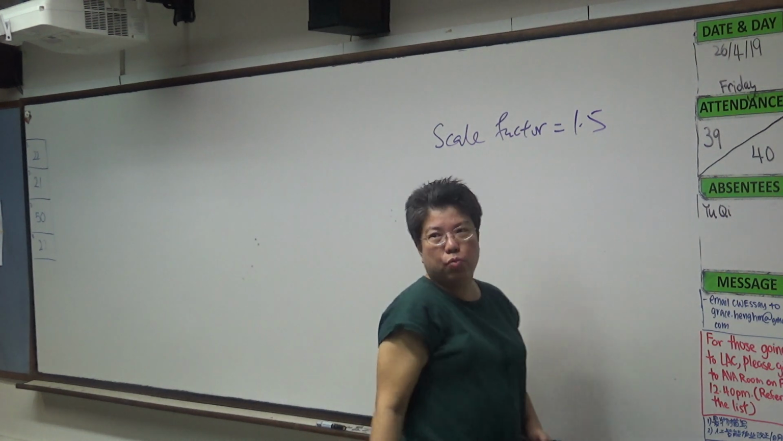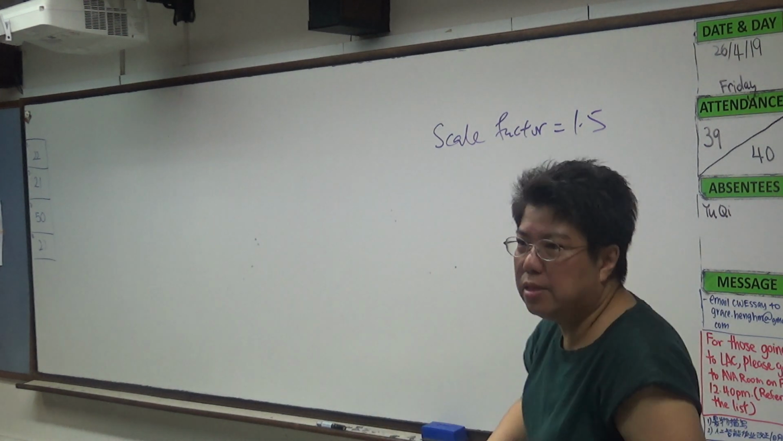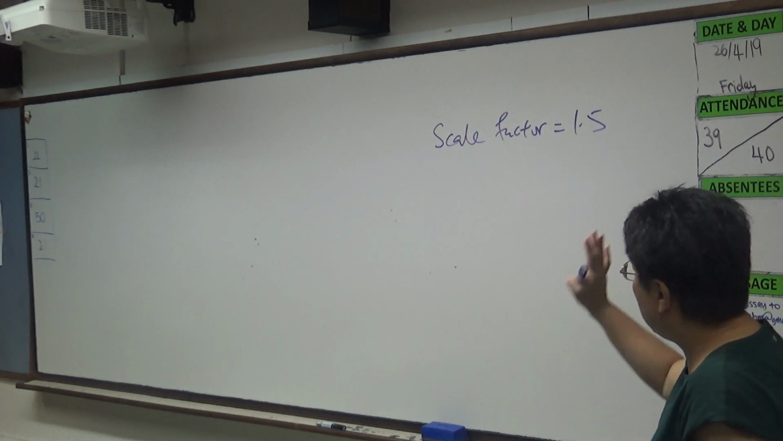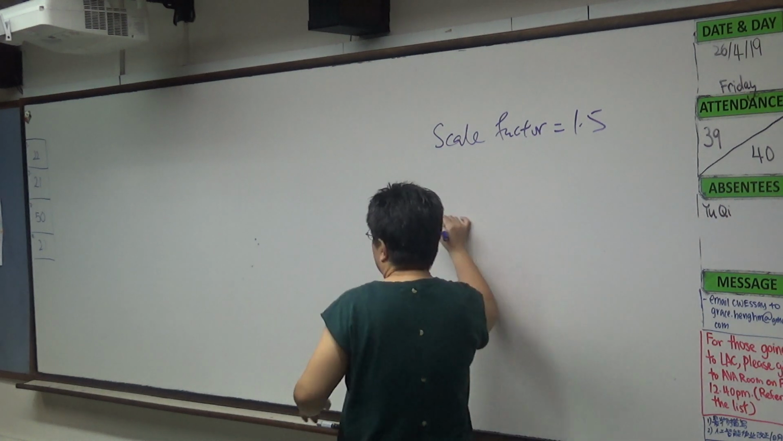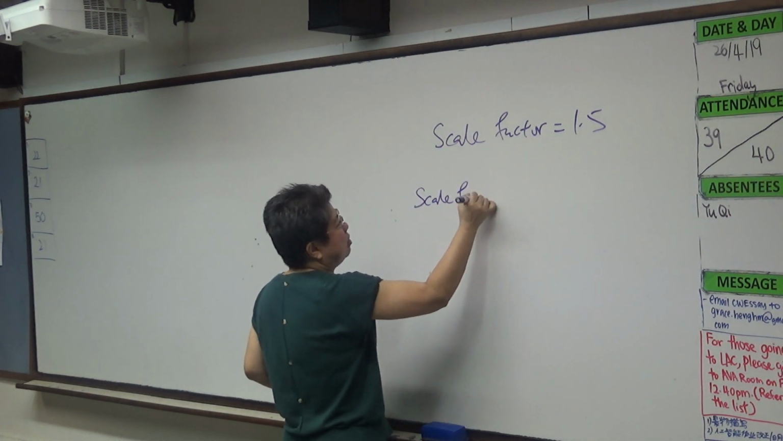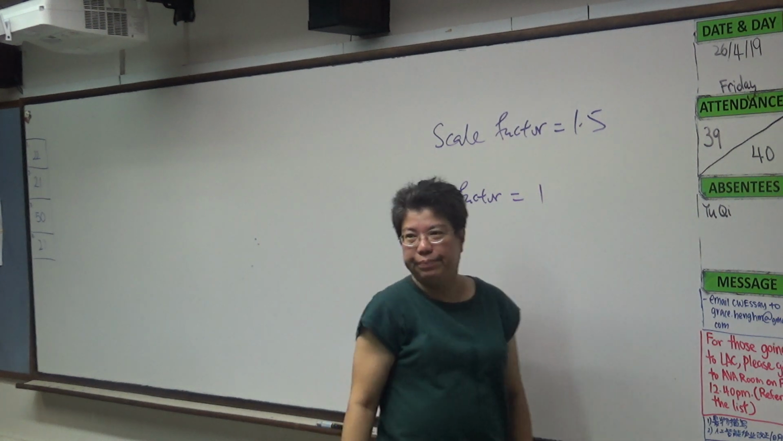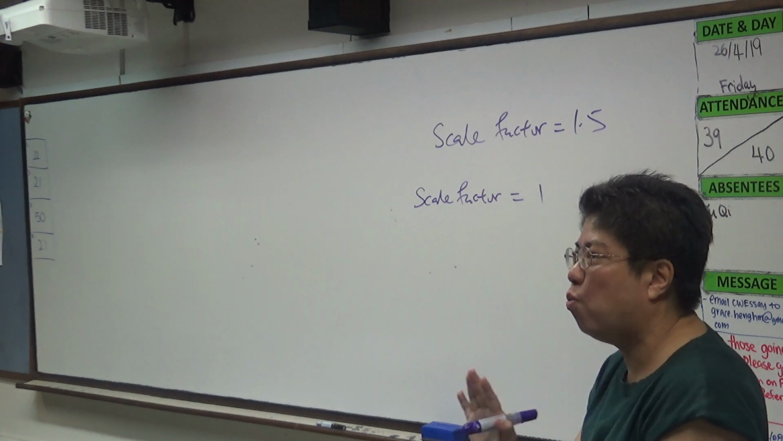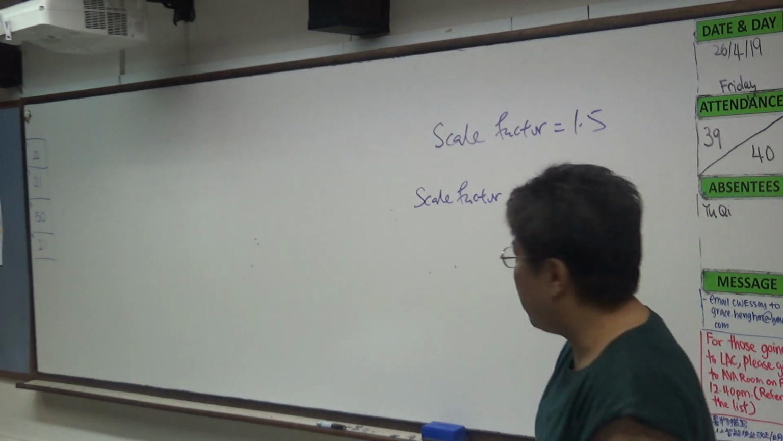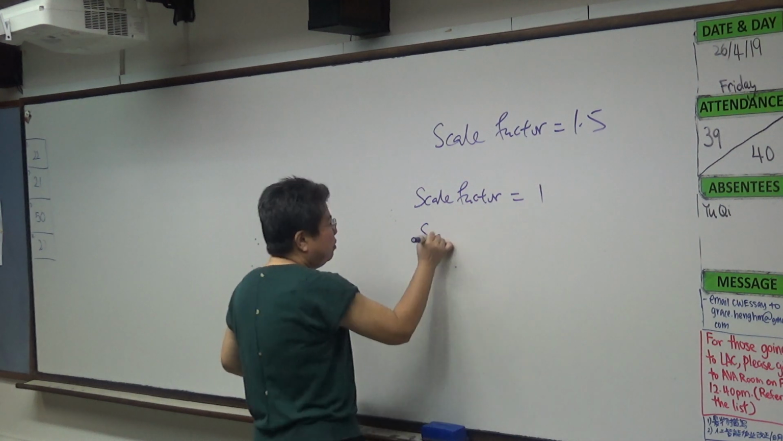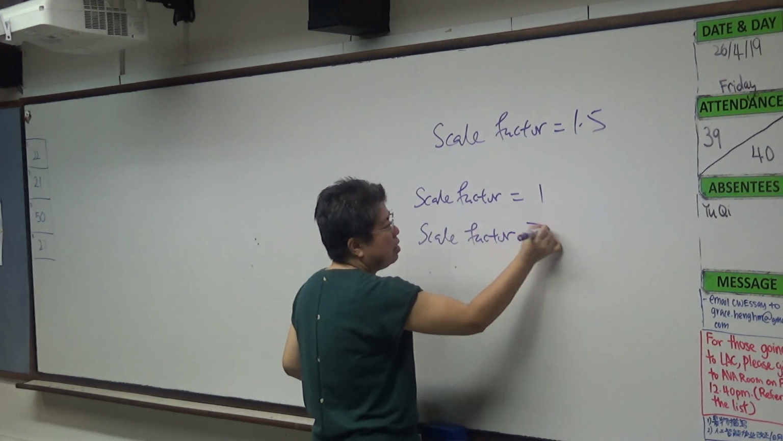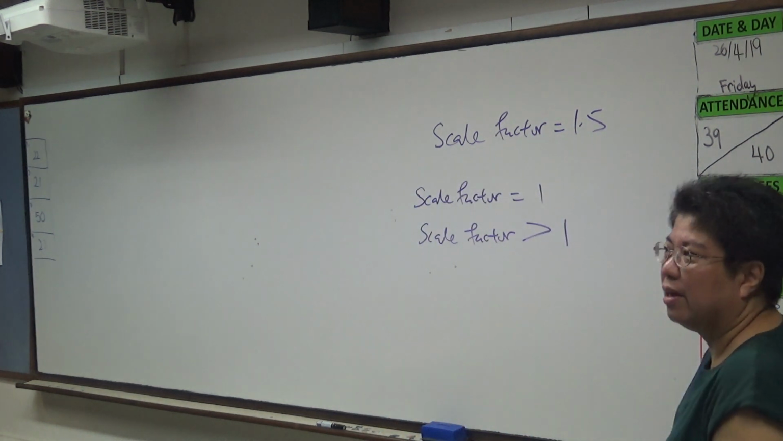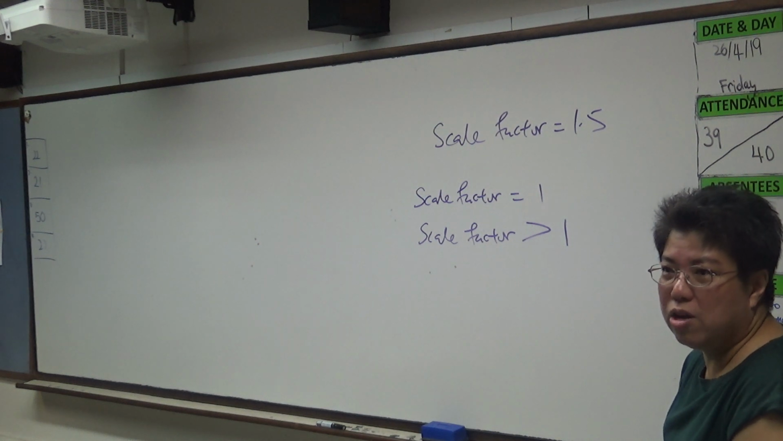They write at the side there: the scale factor is 1.5. That means it is 1.5 times bigger than the original. Understand? Now, I want to talk about scale factor first. If the scale factor is 1, it will be exactly the same size, because we never enlarge anything. Do you agree? Now, if the scale factor is more than 1, how do you think it will be? It will be an enlargement. Agree? It will be an enlargement.